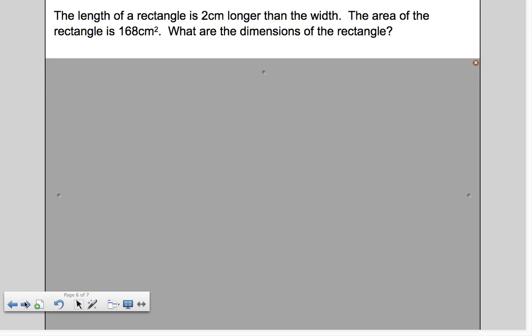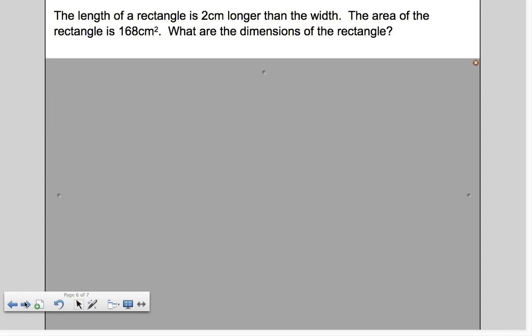The length of a rectangle is 2 centimeters longer than the width. The area of the rectangle is 168 centimeters squared. What are the dimensions? Geez, a real life practical example that we can use in math. Totally ridiculous, right? I know.